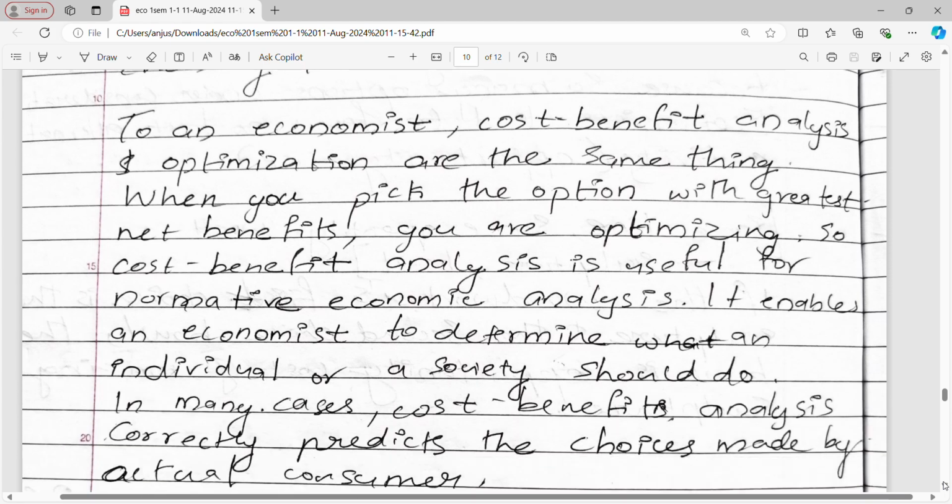To an economist, cost-benefit analysis and optimization are the same thing when you pick the option with the greatest net benefits. Okay, optimization, because you cannot calculate the cost and benefit of everything. Picking the option with the greatest net benefit, you are optimizing. So cost-benefit analysis is useful for normative economic analysis. It enables an economist to determine what an individual or a society should do. In many cases, cost-benefit analysis correctly predicts the choices made by actual consumers.